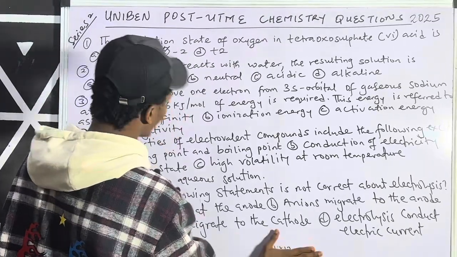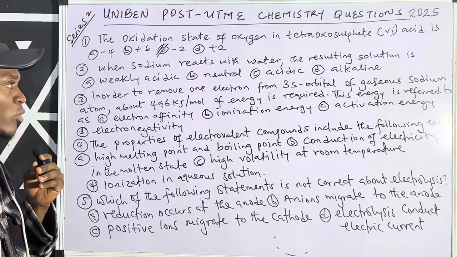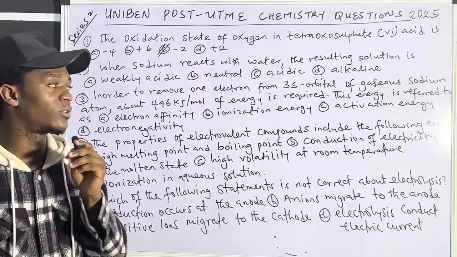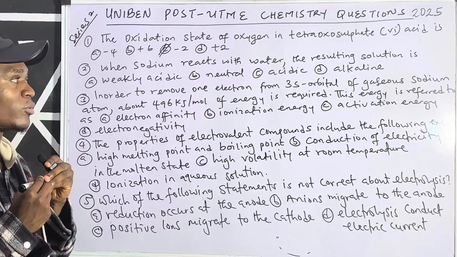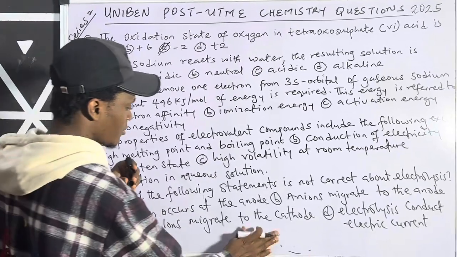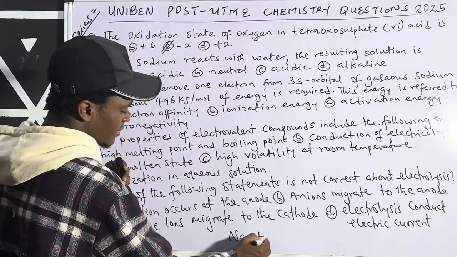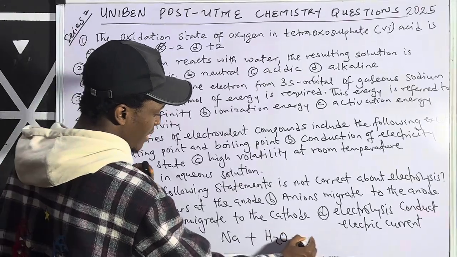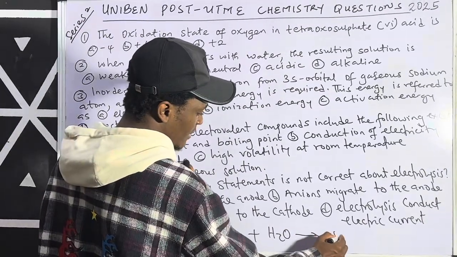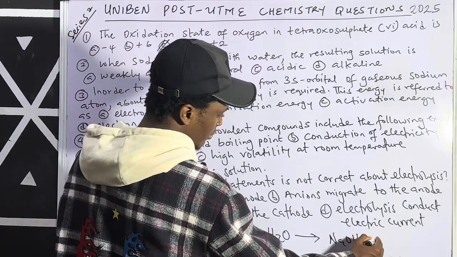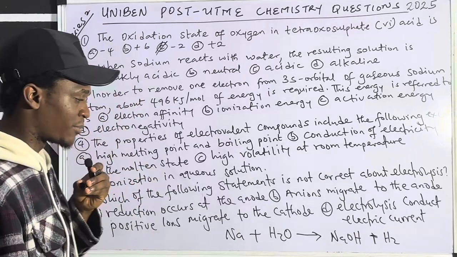Then question 2. When sodium reacts with water, the resulting solution is. So let's carry out the reaction. Now sodium is having a symbol Na, reacting with water. It reacts violently with water, and then it forms NaOH plus H2, meaning that hydrogen gas will be released in the process.